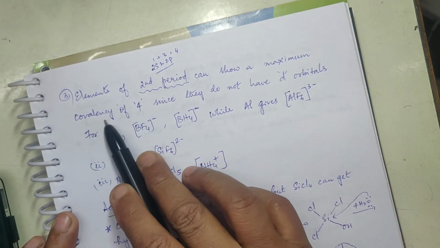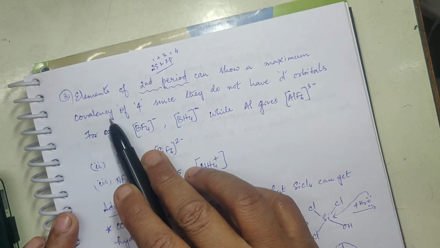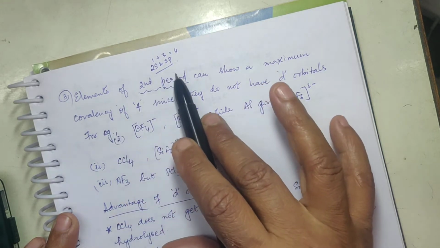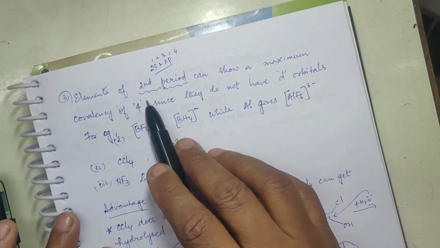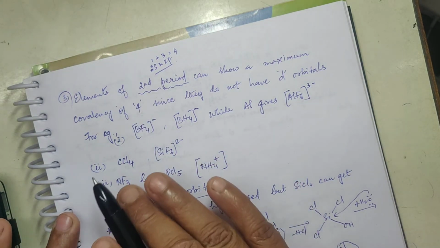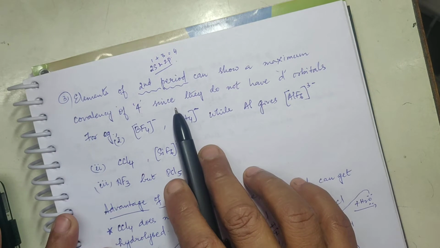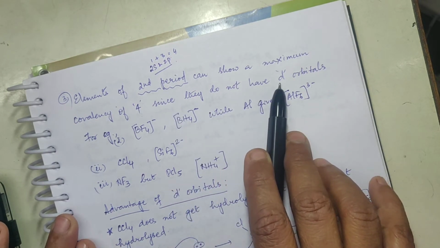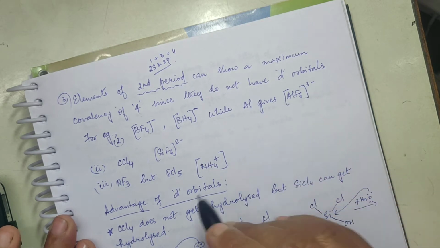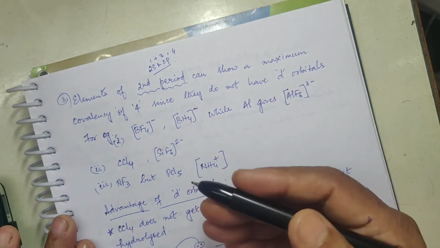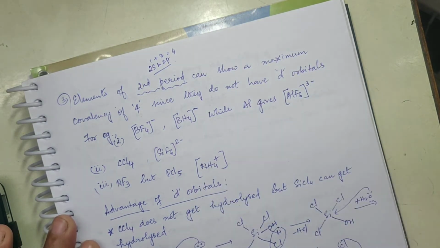Covalency means what? Covalency is nothing but the number of bonds that a central atom makes with the surrounding atoms. That is only 4. It can bind with only 4 different atoms or groups. Why? Because they do not have d orbitals. So they cannot expand their covalency. They cannot make more bonds beyond 4.